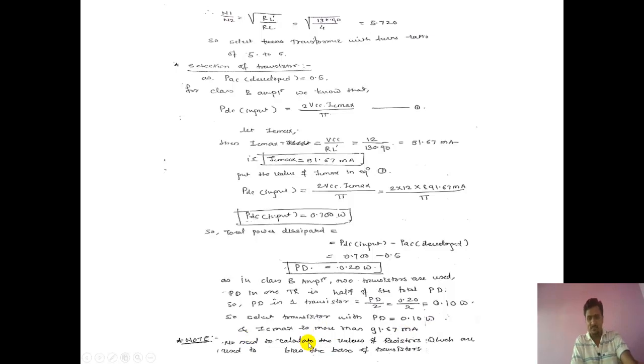There is no need to calculate the values of the resistors used for biasing. I am not connecting any biasing resistor, so why calculate the biasing resistors? I am not using them, so don't calculate. And this is the end of your chapter.